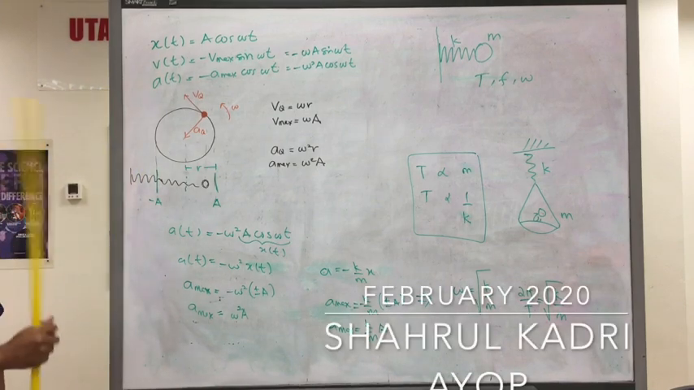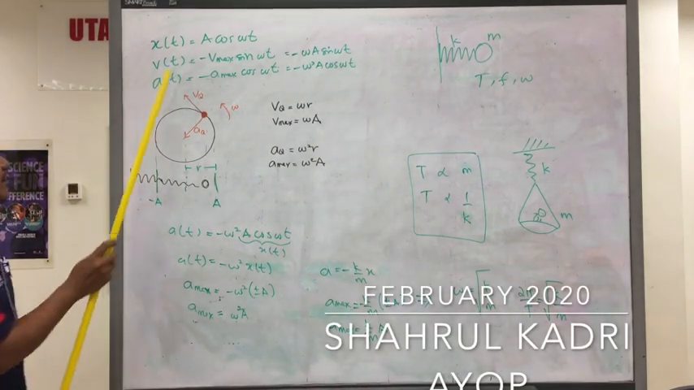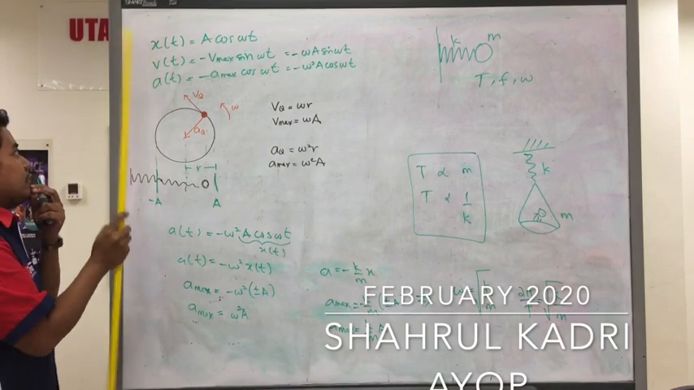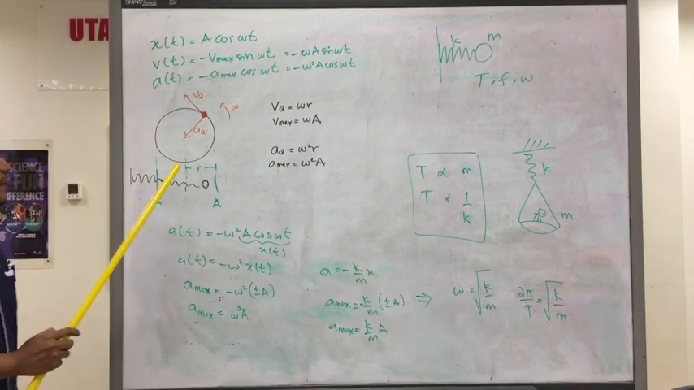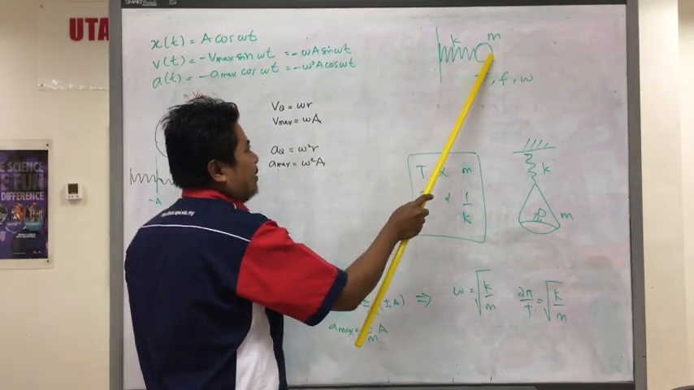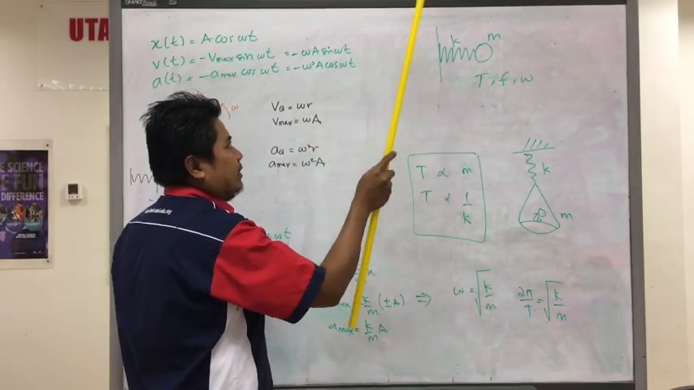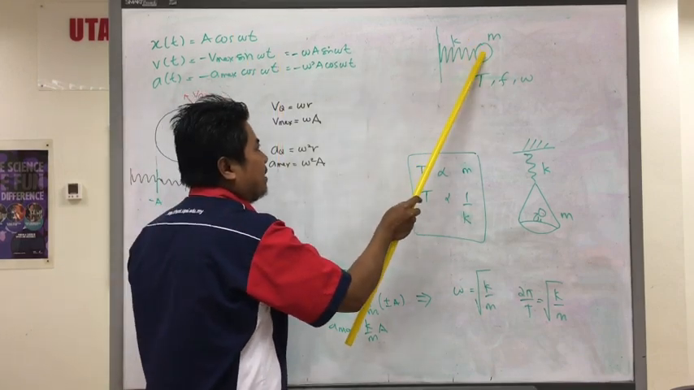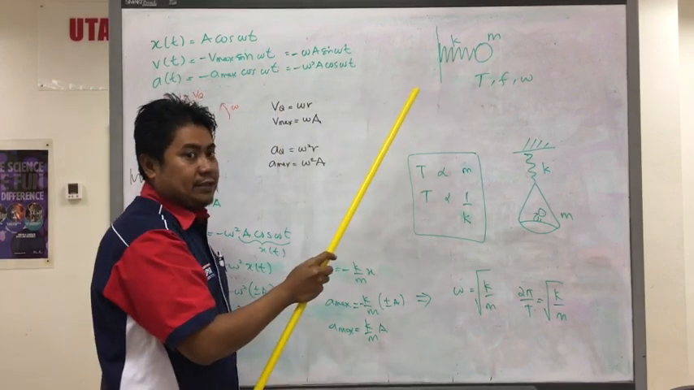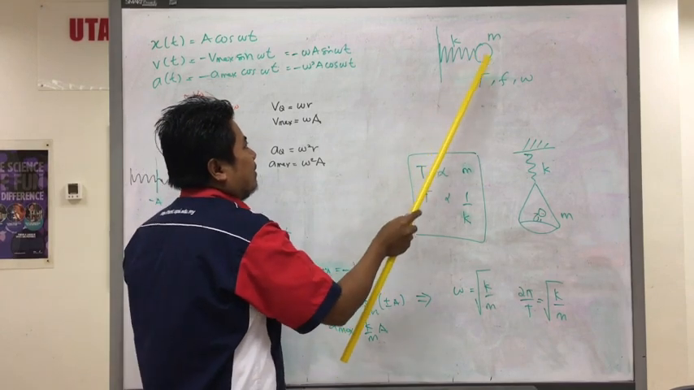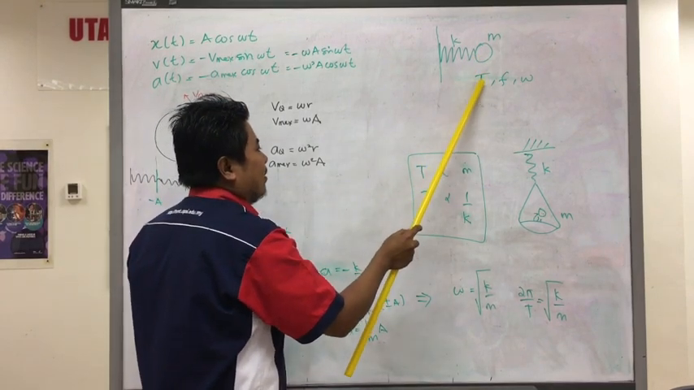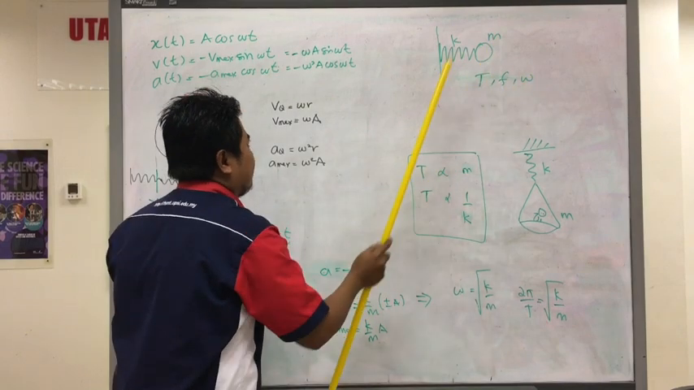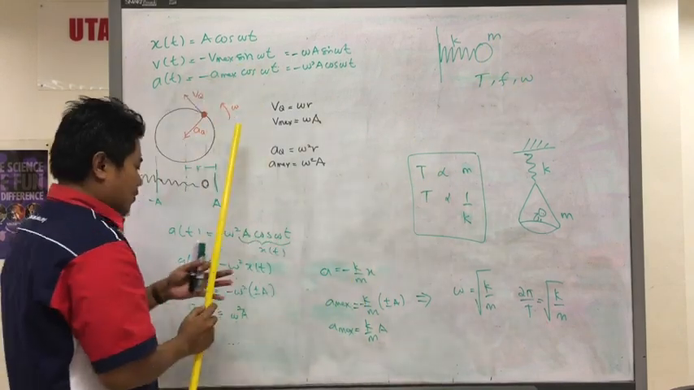Equations for simple harmonic motion. We have displacement as a function of time, velocity as a function of time, and acceleration as a function of time. So that means we can describe the displacement, the velocity, and the acceleration of this mass-spring system, for example, once we know the period, the frequency, and the omega. So this all is described using this formula.